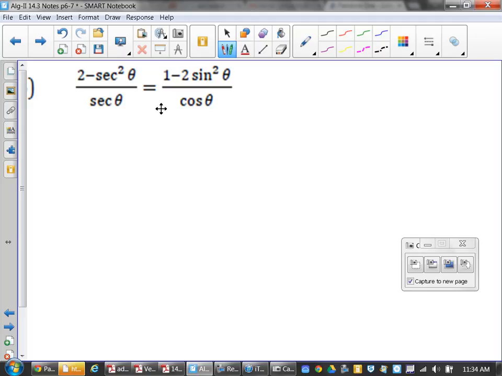Beautiful. Now, one of the things that I've recommended when you have a problem that mirrors something like this, where you have 2 terms in the numerator and 1 denominator, what should you try to do? Split it apart. So if I split it apart, I get 2 over secant minus secant squared over secant. And this happens, and I have 2 over secant minus secant. Now, look at what your answer winds up with.